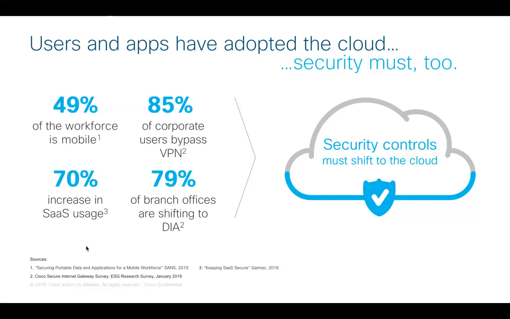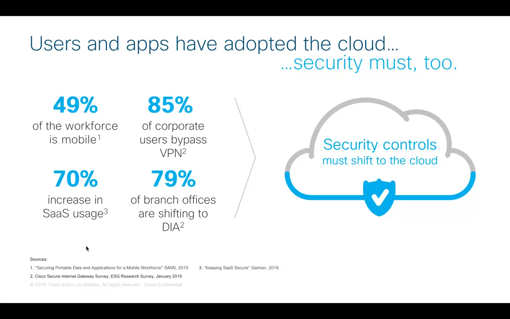In addition, according to a recent survey by ESG, the analyst firm, they conducted a survey in 2019. We're seeing that 85% of corporate users are bypassing VPN. That's another number that's continuing to increase year over year. We're also seeing this ongoing increase in SaaS app adoption. We have 70% of users currently adopting SaaS apps, and that's actually what we're anticipating in 2 years. The number right now is a bit lower than that.